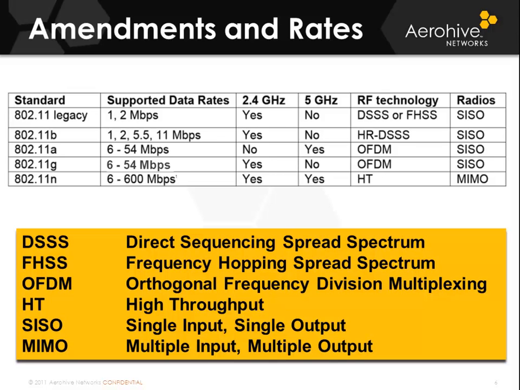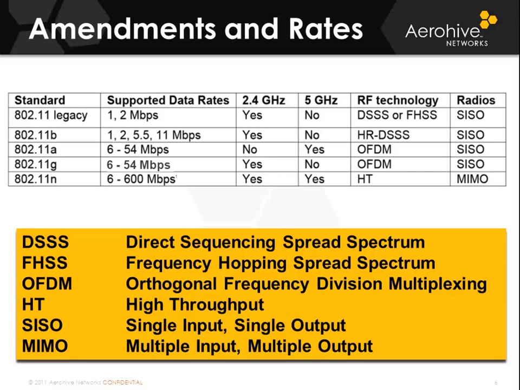I know that by today's standards, 5.5 and 11 megabits are not deemed to be high rates, but when you compare them to the 1 and 2 megabits offered by legacy 802.11, they were several times faster. 802.11a operates in 5 gigahertz. It promises data rates of up to 54 megabits per second, and it uses orthogonal frequency division multiplexing, or OFDM. Like 802.11b and 802.11, 802.11a also uses single input, single output, or SISO, radios.